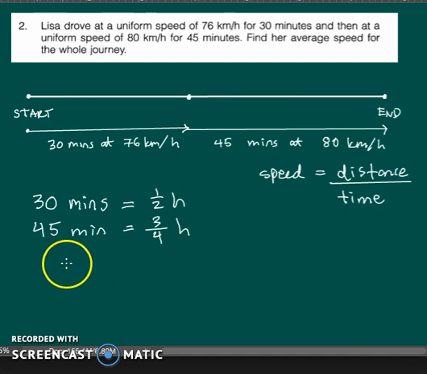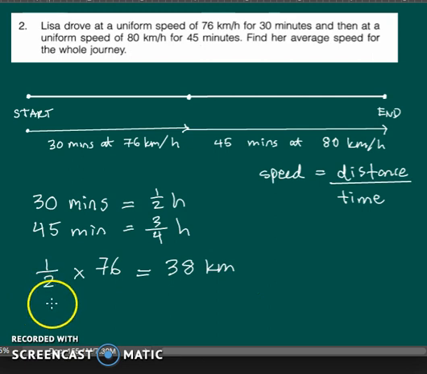Okay, good. Now let's find out how far she traveled in each section of her journey. So for the first part, she spent half an hour traveling at 76 kilometers per hour. So she traveled for half of 76 kilometers, which is 38 kilometers. And for her second part, she traveled for 3/4 of an hour at 80 kilometers per hour. So 3/4 of 80 kilometers is 60 kilometers.